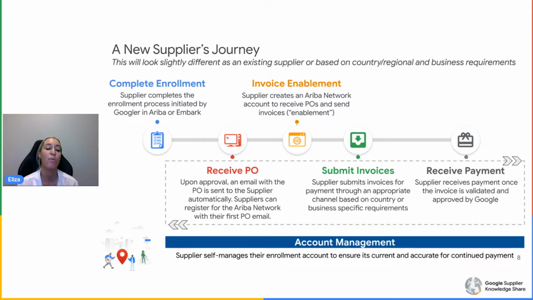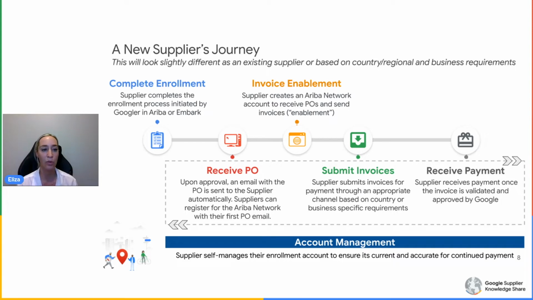The first step in the process for all suppliers that want to do business with Alphabet Google is to complete that initial enrollment process. So we're going to talk about that in a little bit more detail very soon, but we do this through one of two tools, either Ariba or an exception tool called Embark. And that's that one-time process of registration and providing all that information so you can be in our system and get paid.